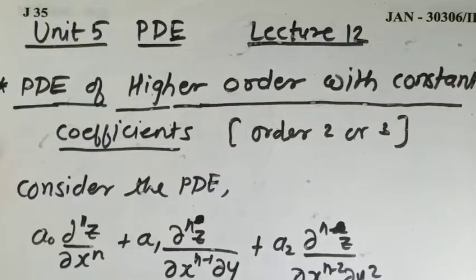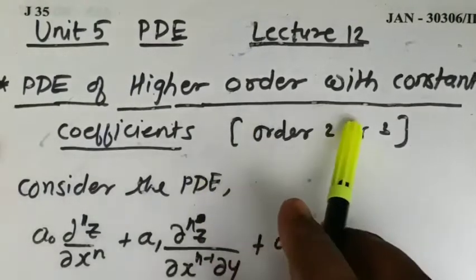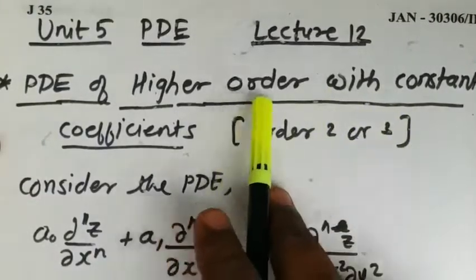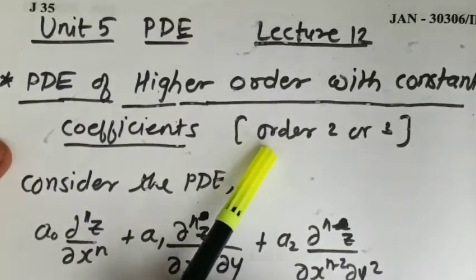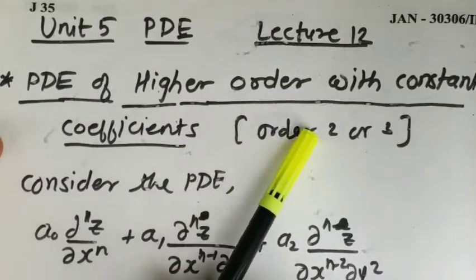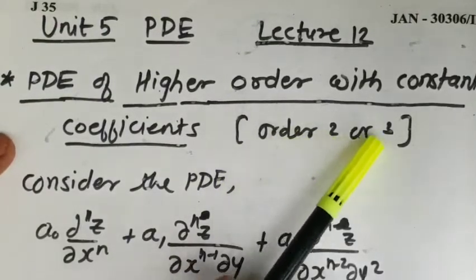Hi everyone, welcome to lecture number 12 of unit number 5, partial differential equations. In this lecture we are going to start with the last part of unit number 5: partial differential equations of higher order with constant coefficients. We are going to learn only higher order partial differential equations with constant coefficients, and in the examples we are going to see differential equations of order 2 or order 3 at most.